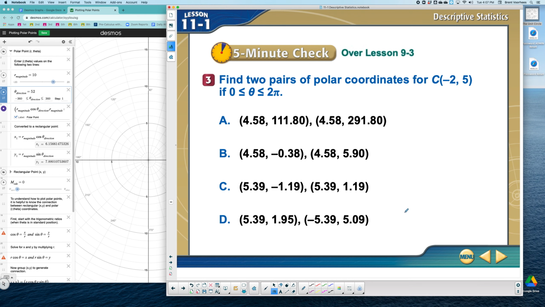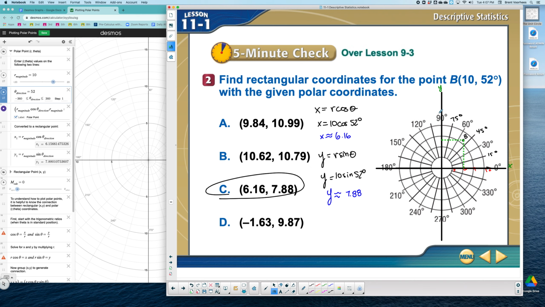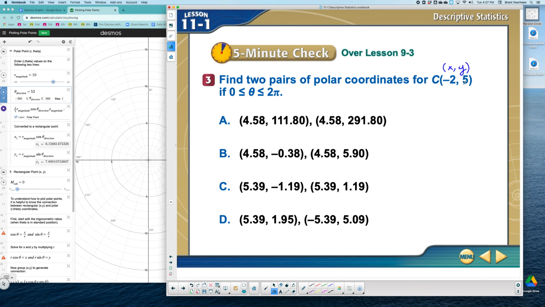All right, and number 3 in the bell ringer. It says find two pairs of polar coordinates for C, and this is a rectangular coordinate. That's an x and a y. Whereas in the previous problems we were dealing with polar, r and theta, on this particular problem we'll be dealing with x and y. And it says find those values between 0 and 2 pi. So if I wanted to graph this one, I would need an x and y axis. This says go 2 units left and 5 units up. 1, 2, and 1, 2, 3, 4, and 5. It's my x-axis, y-axis. Here's my point C.